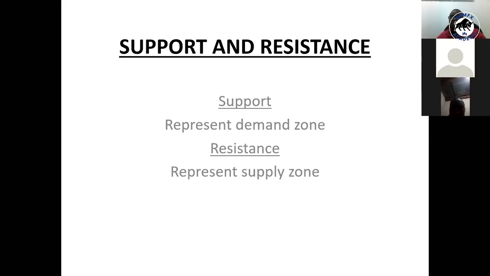If you are a seller, that means you're going to sell at resistance, and if you are a buyer, you're going to buy at support. We buy at support, we sell at resistance. That's why support, we call it the demand zone, and resistance represents the supply zone.